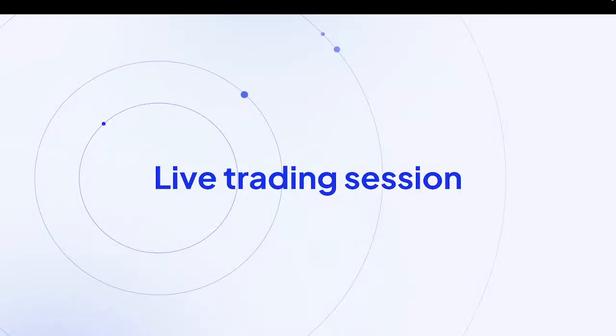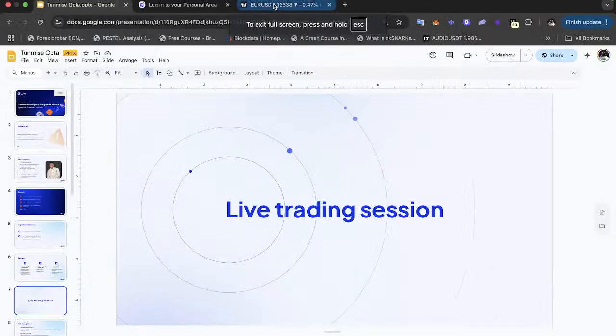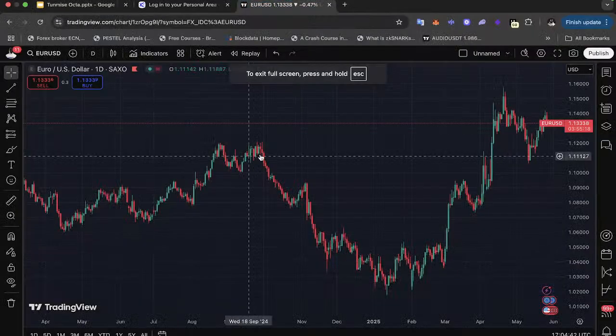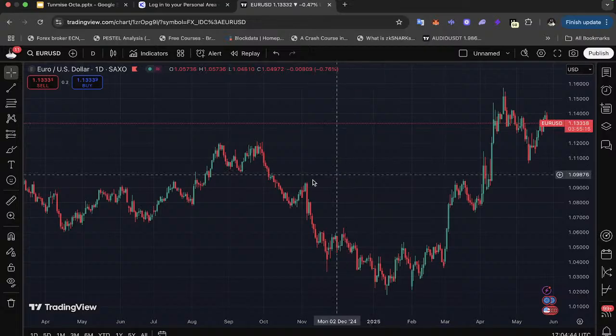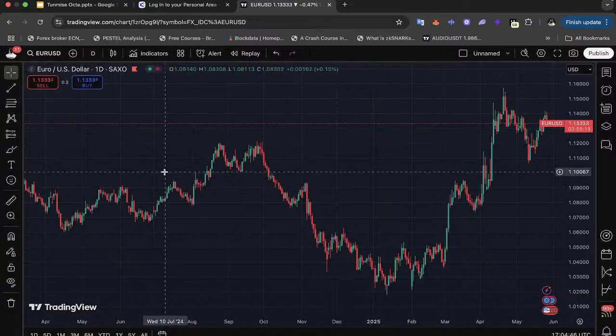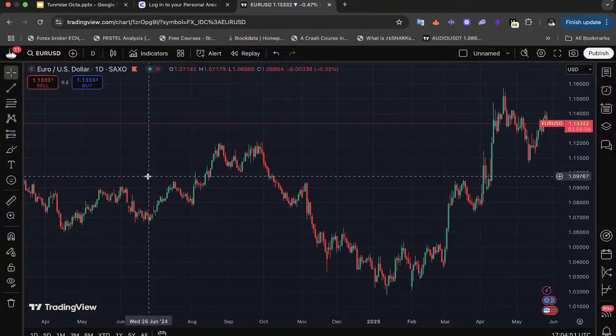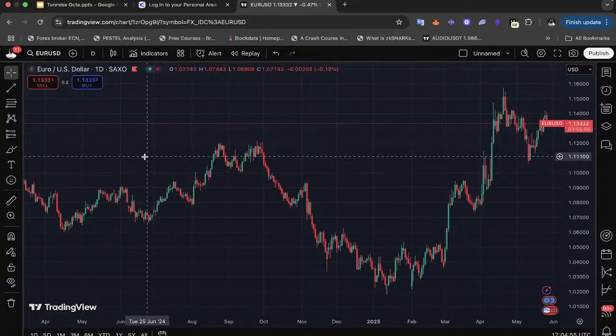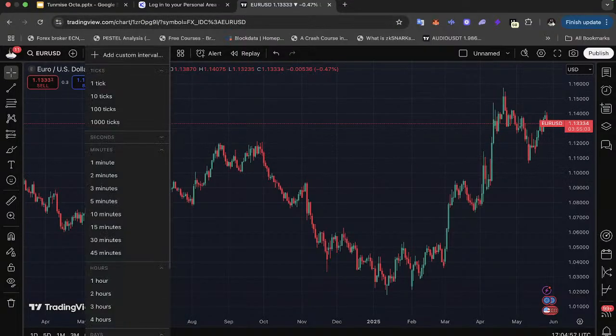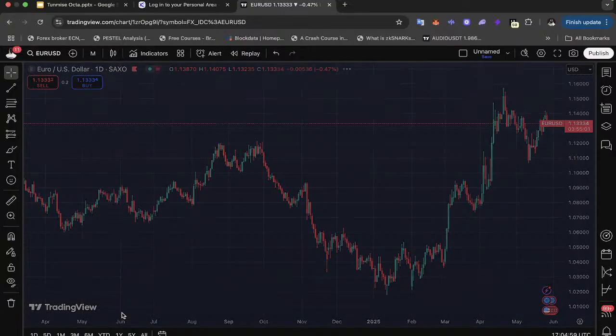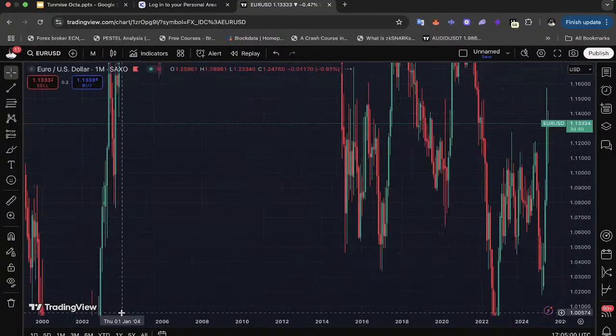So let's go straight to the live trading session. Okay, so we are starting with the EURUSD, and our strategy today is a top to bottom approach. So we are going to use the monthly time frame. I will start from the monthly time frame.